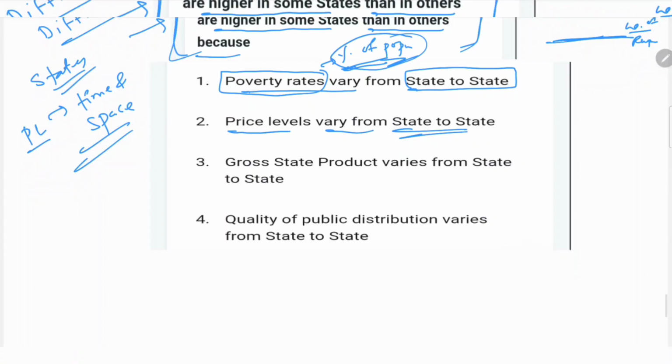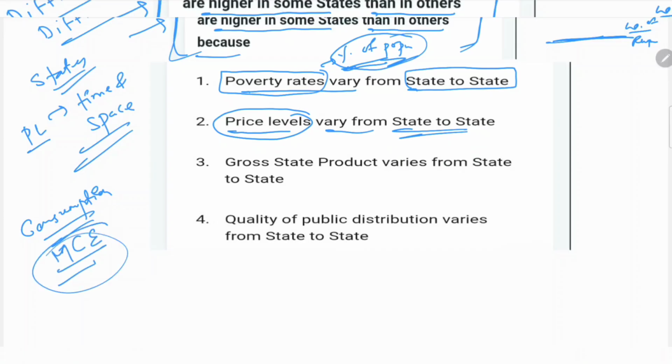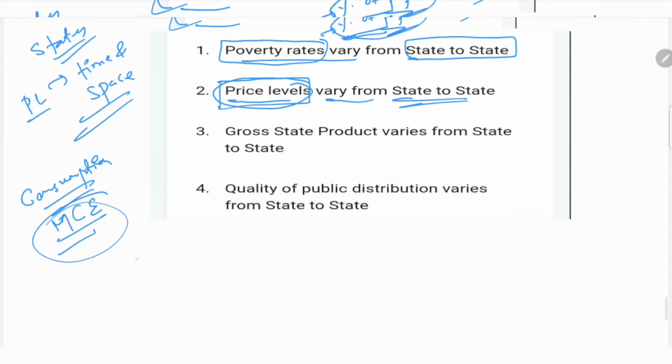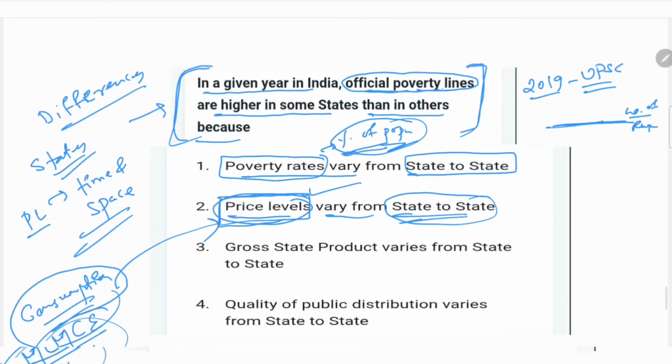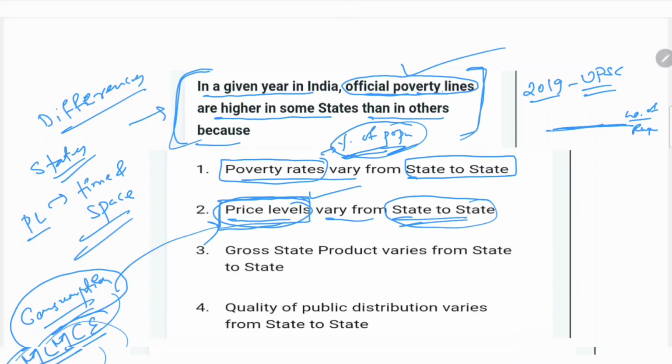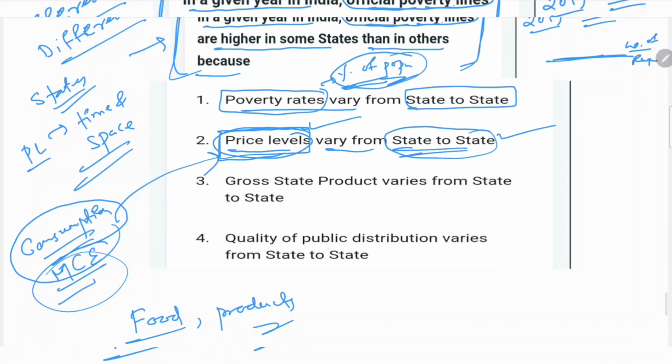Now I have explained how we are calculating the poverty line, that is mainly based on consumption. The Tendulkar committee gave the formula based on monthly consumption expenditure. Since there are differences in the price levels, be it on food or other products, and since our method of calculation is based on consumption, when there is a difference in the price level across the states, there will be a difference in the poverty line between the states. This you should know. So this is the right answer.